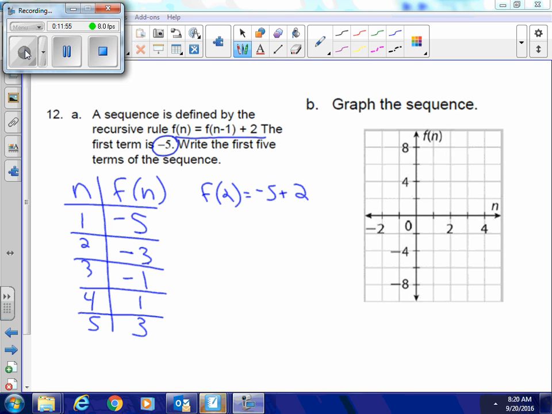In part B, we are asked to graph that sequence. So our term position is 1. We're at -5. I'm going to have to estimate. This is -6, so -5 could be here. And the second is -3. The third term is -1. Fourth term is 1. And our fifth term will be 3. And notice that these are linear. Means I must have done something right.